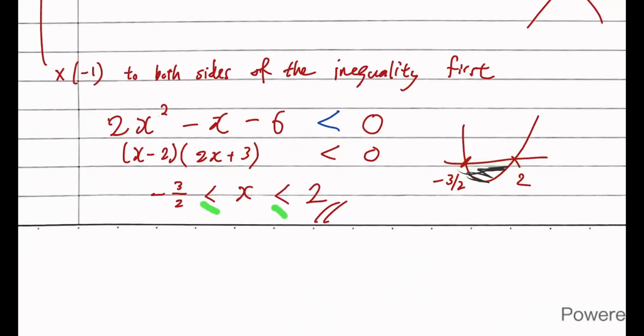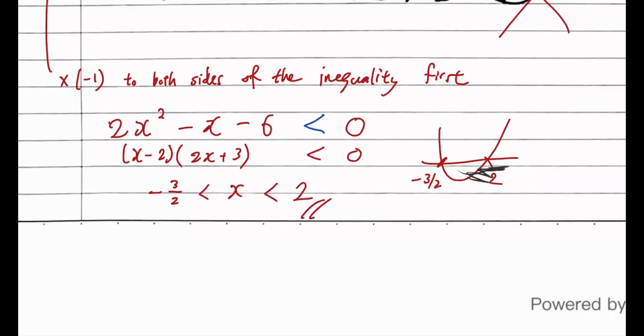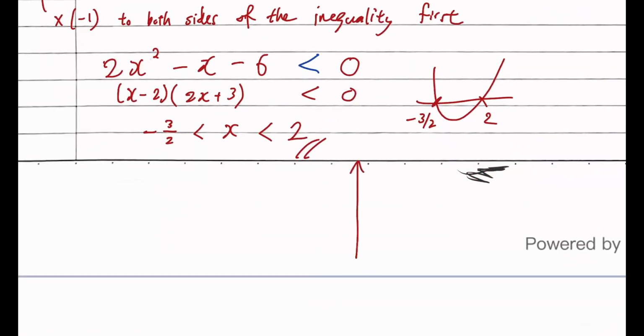Do you put equal sign or don't put equal? No. Don't put. Why? Because strictly less than 0. So you don't put equal. If you put an equal, you're allowing for x to be exactly equal to 2, which will turn this into equals to 0. No longer strictly less than 0. Likewise for -3/2. Cannot have equal. Okay. Yeah, that's it.